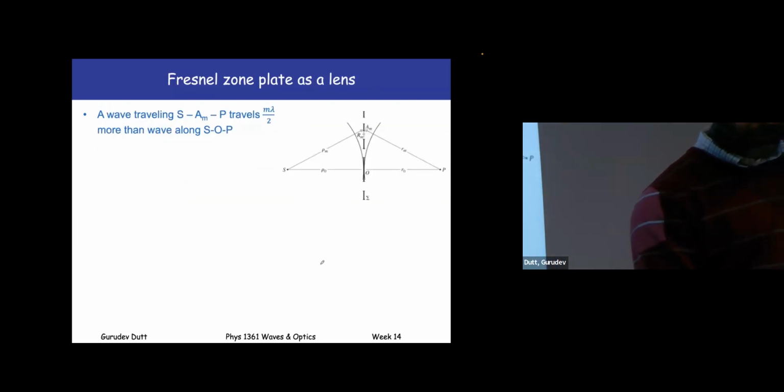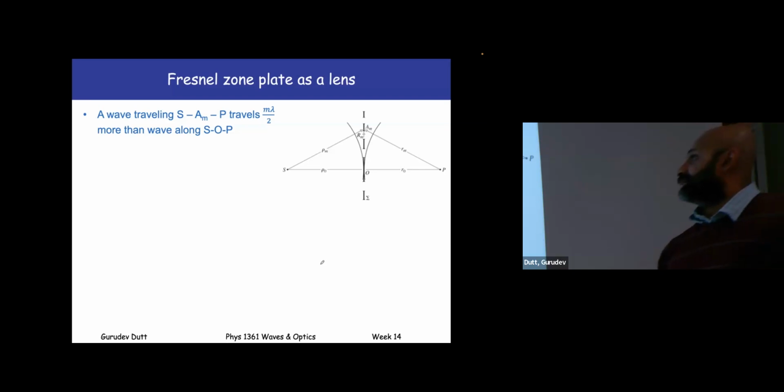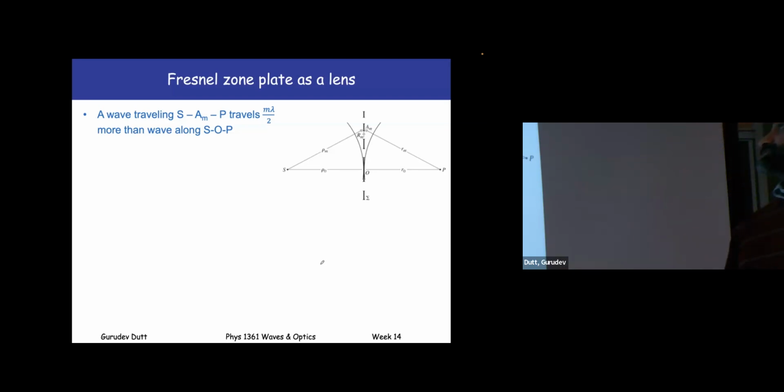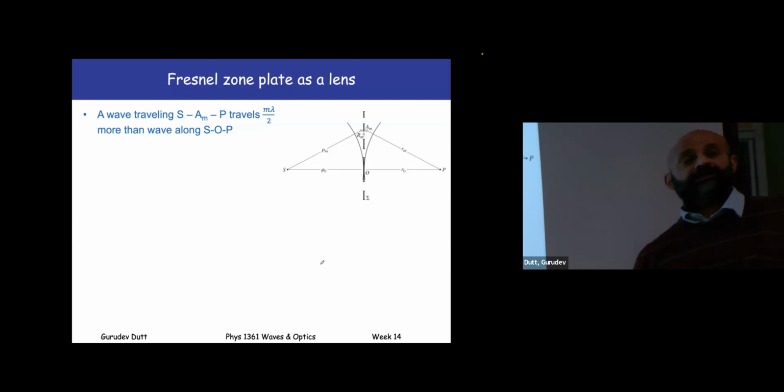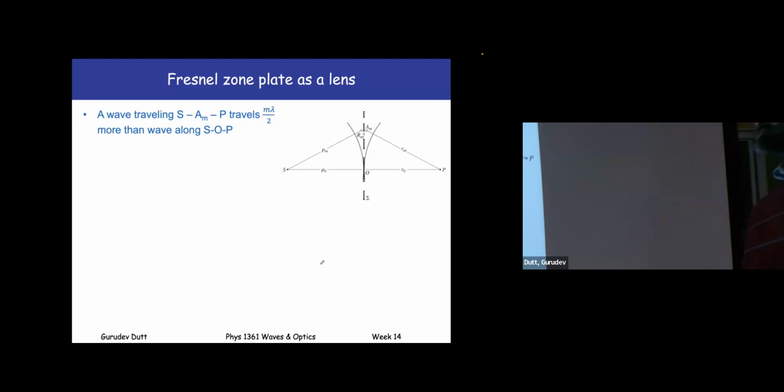Anyway, so okay, what is the use of this? Actually, there's a very interesting use of the Fresnel zone plate, which is that we can make a Fresnel zone plate function like a lens. Okay, how does this work?